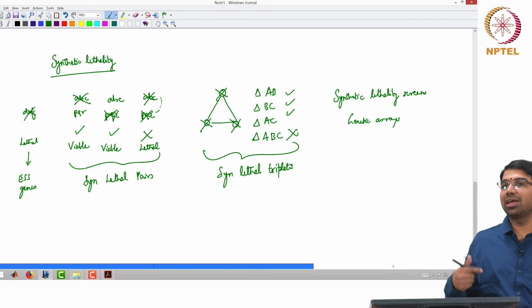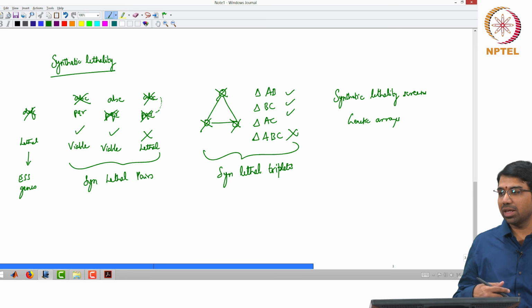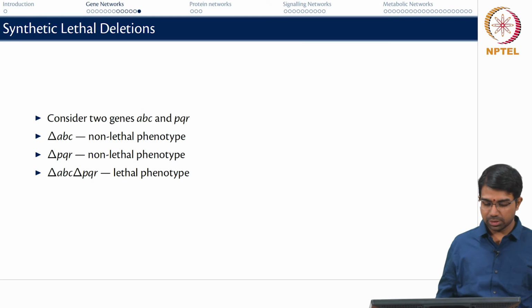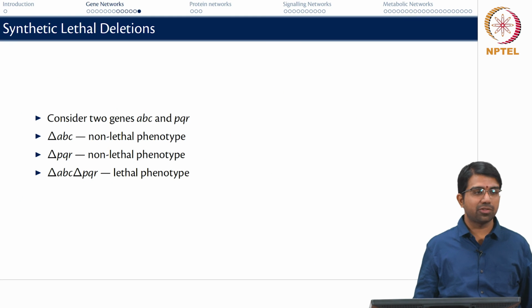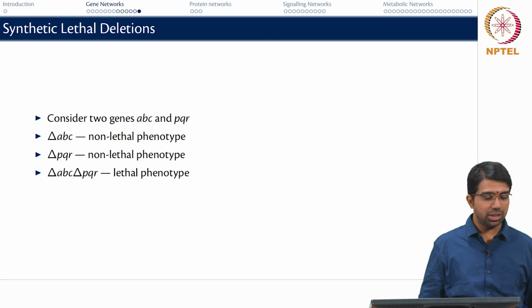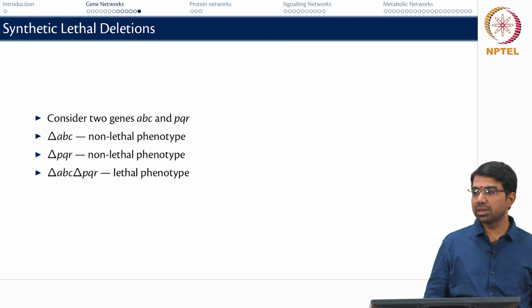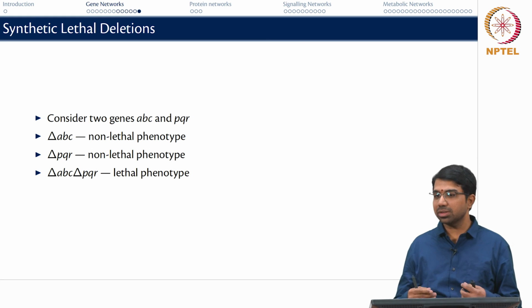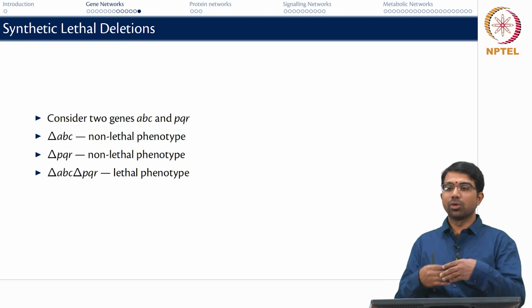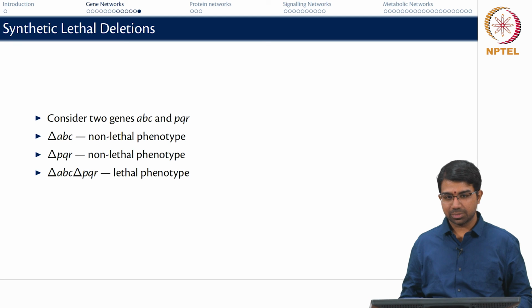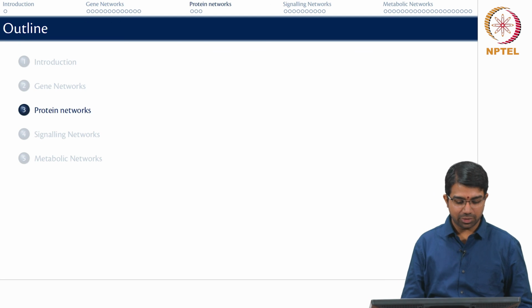So all these can help you to form hypotheses, which you can later try to validate through other kinds of experiments. So this is what I just explained. You get non-lethal phenotypes when you delete a single gene, but when you delete both genes, you get a lethal phenotype. This is called a synthetic lethal because you synthetically superimpose the two deletions. Right? Only then you get a lethal phenotype.